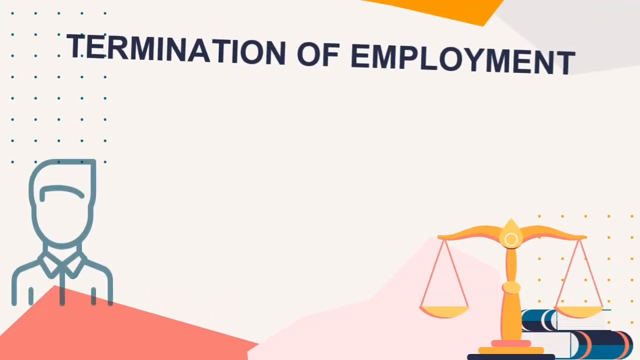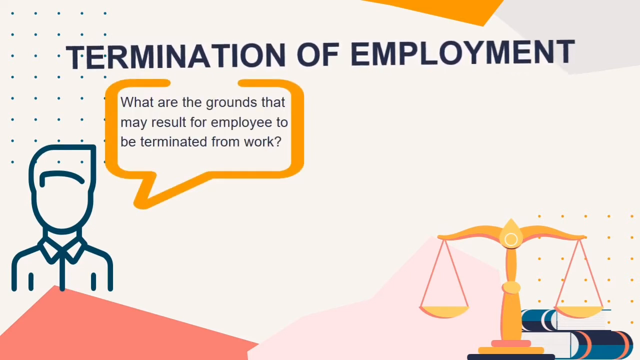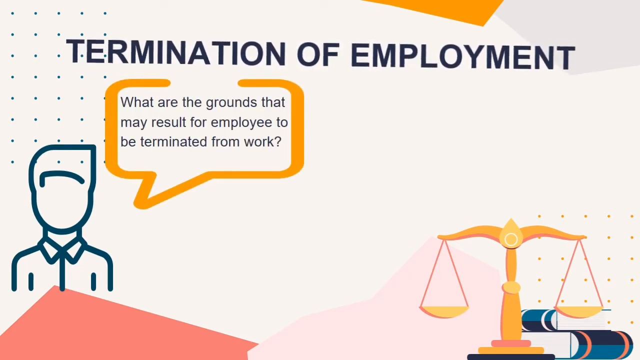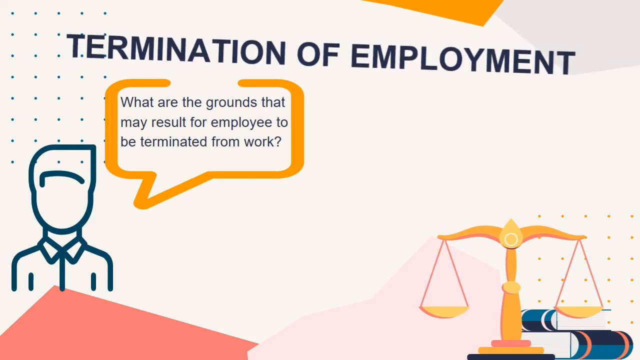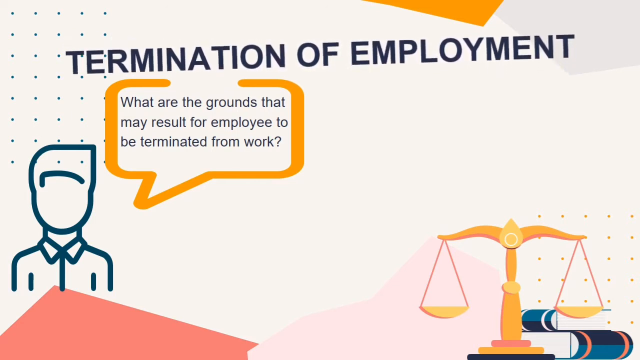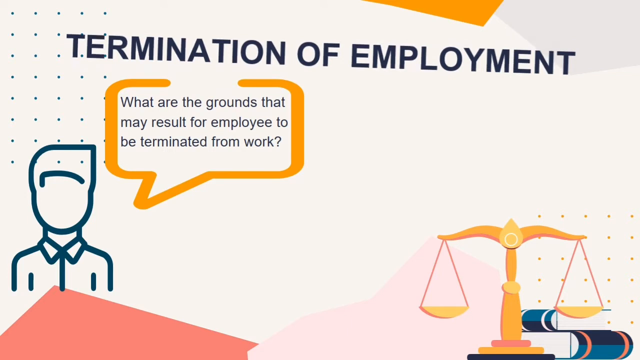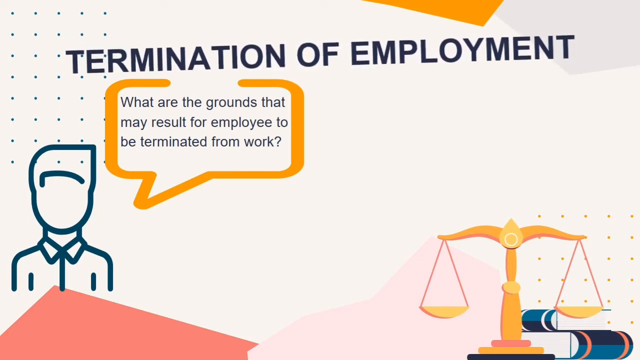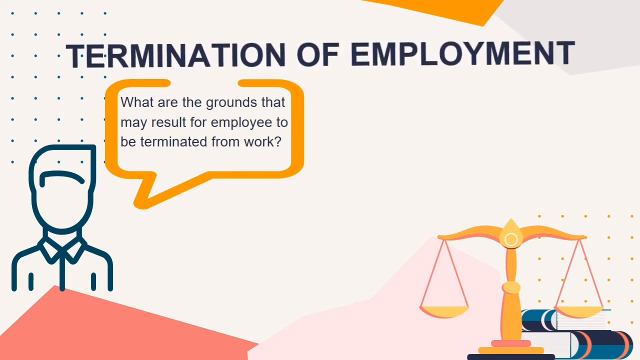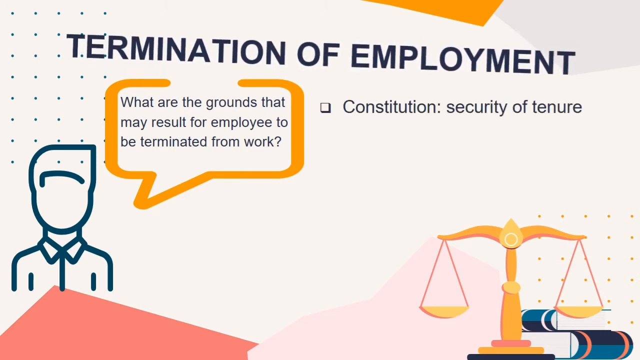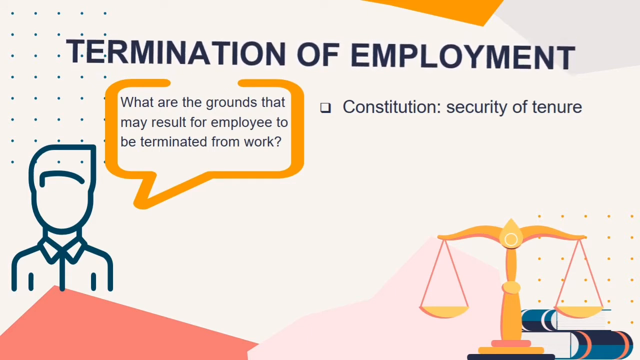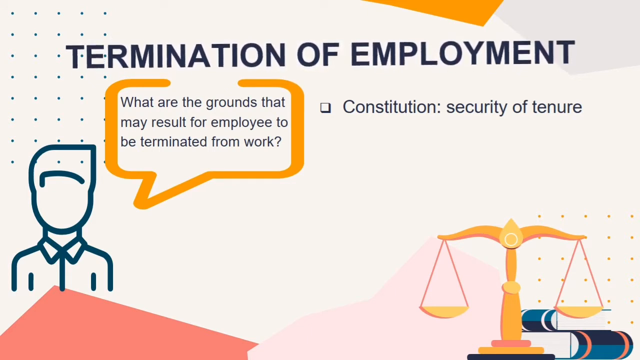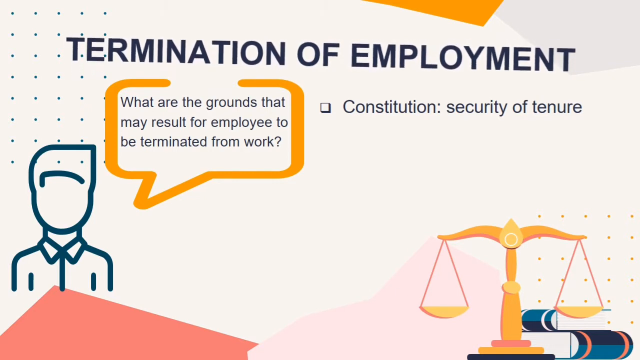So for the termination of employment, what are the grounds that may result for an employee to be terminated from work? When we say grounds, these are the reasons that justify the termination for a certain cause. So regarding this issue, class, what is the primary purpose under the Labor Code or under the Constitution? The Constitution provides security of tenure while it recognizes the employer's right to manage his or her business.